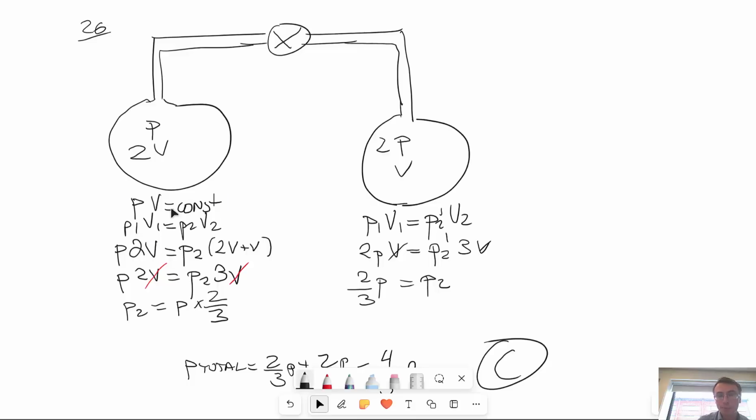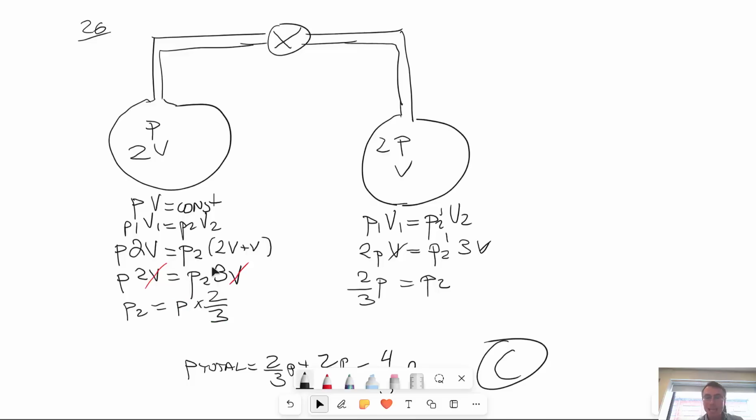Well, pressure times volume is a constant, therefore P1 V1 will be P2 V2. So the initial pressure was P, the initial volume was 2V. However, now the new volume will be 3V, and we're going to have some new pressure, which is P2. If we rearrange for it, we're going to get that P2 is just P times 2 over 3.